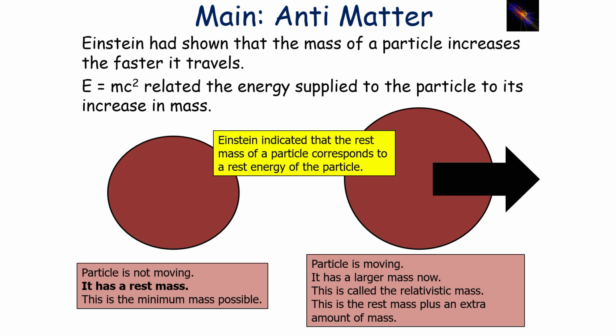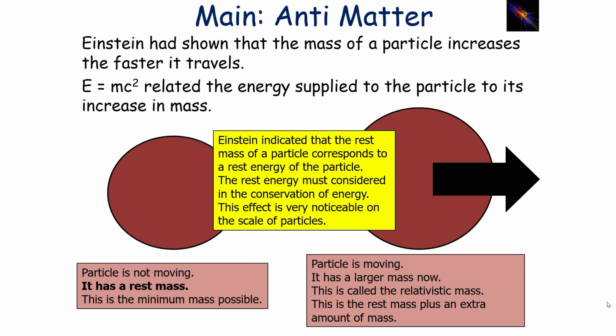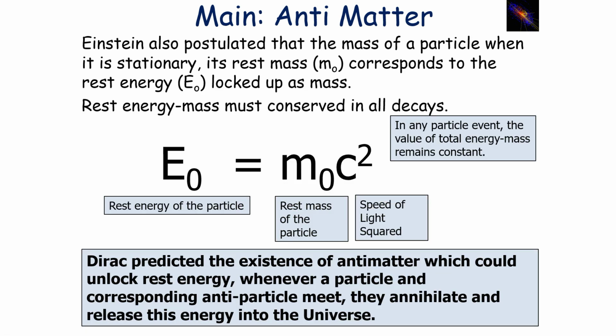Now, Einstein indicated that the rest mass of a particle corresponds to the rest energy of the particle. So the rest energy must be conserved in the conservation of energy, and this effect is very noticeable on the scale of particles. As Einstein postulated that the mass of a particle when it's stationary, its rest mass, corresponds to its rest energy locked up in mass, we can say that the rest mass energy must always be conserved in all decays.